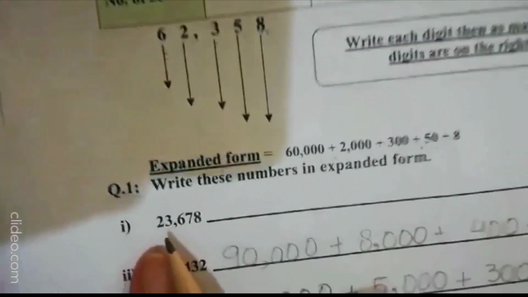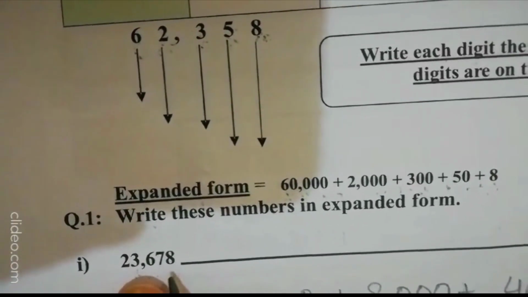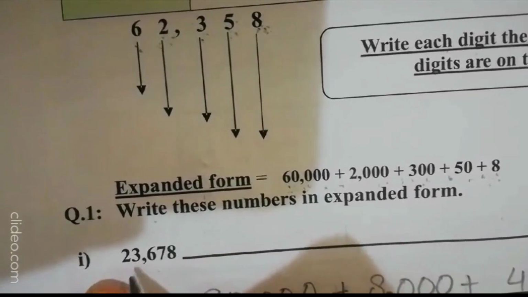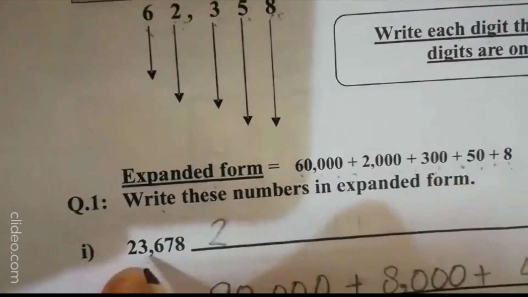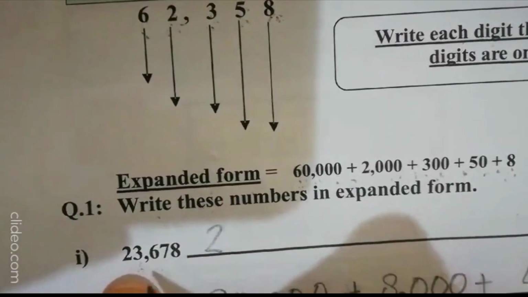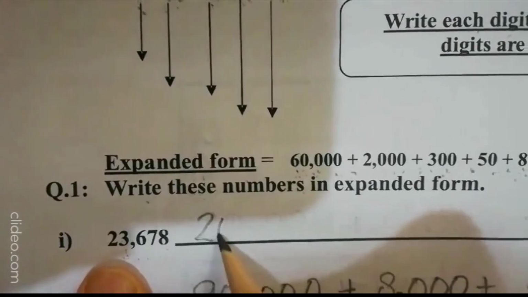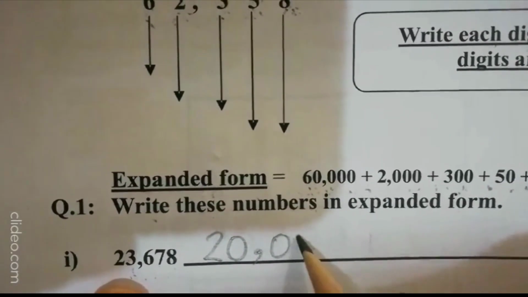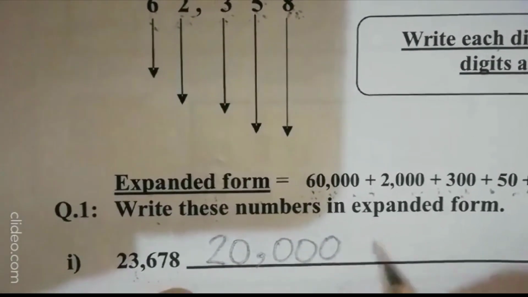The number is 23,678. Now first of all, you will write the first number. Which is the first number? 2 is the first digit. Then how many digits are there after 2? 1, 2, 3, 4. There are 4 digits. You will write 4 zeros.